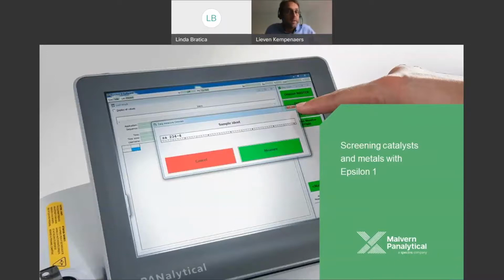But that was an evaluation of the method for Epsilon 4 for pharmaceutical samples. Just a few last slides on what are the possibilities of a screening tool, also XRF, for catalyst and metals with Epsilon 1. So Epsilon 1 is, let's call it the smaller brother, the small brother of the Epsilon 4.